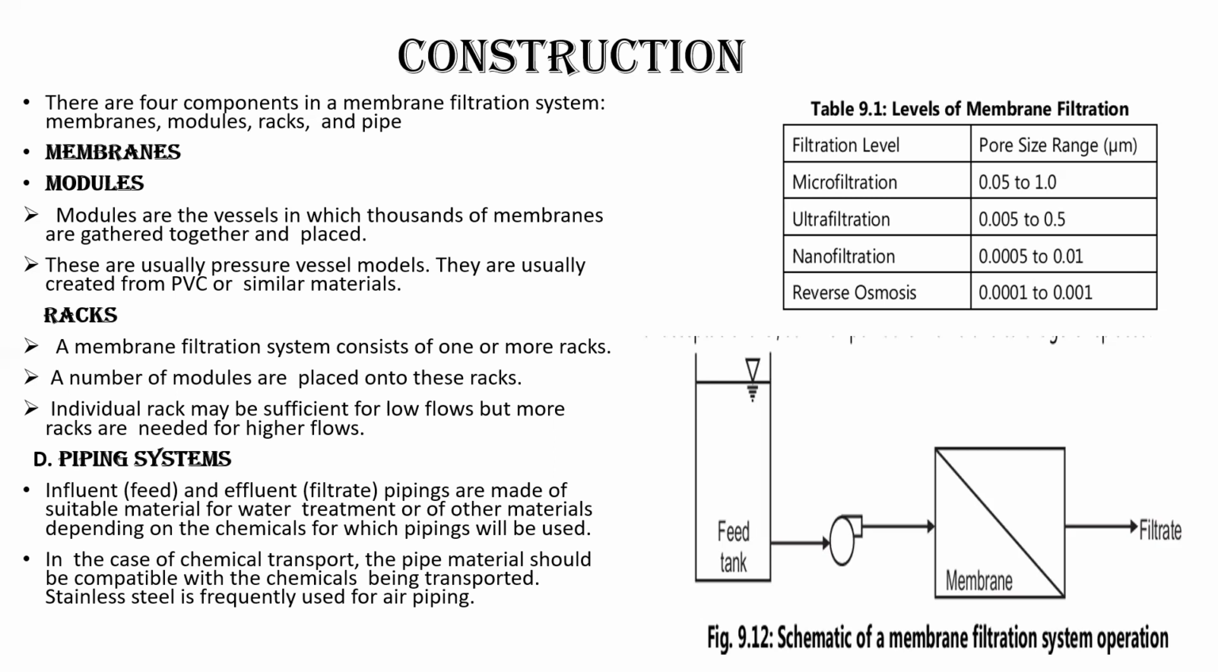So this is a membrane filtration system, or the construction of a membrane filtration system. There are four important components. First, membranes. There are four types of membranes used in membrane filtration, depending on their pore size. First, microfiltration, with pore size from 0.05 to 1 micrometer. Next, ultrafiltration, then a separate membrane named nanofiltration, and last, reverse osmosis.